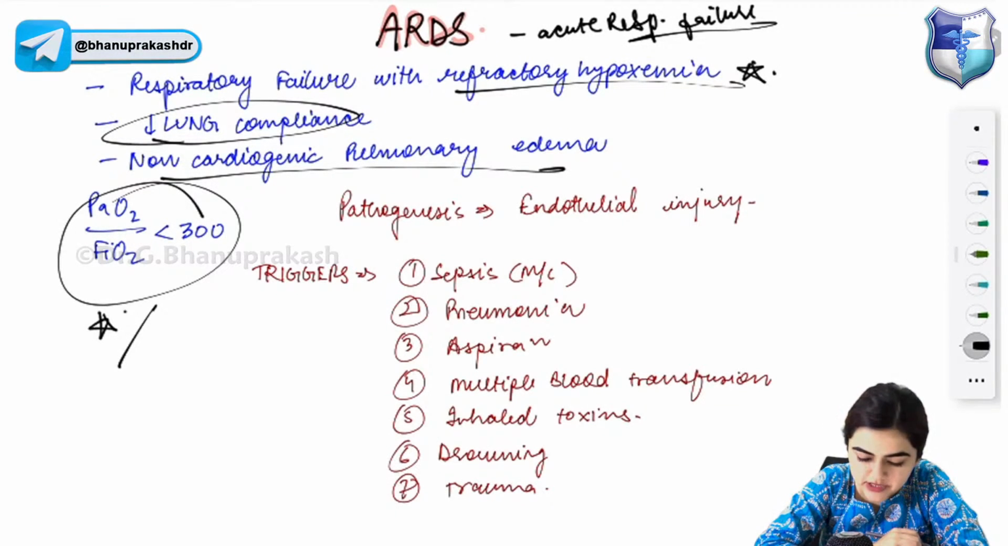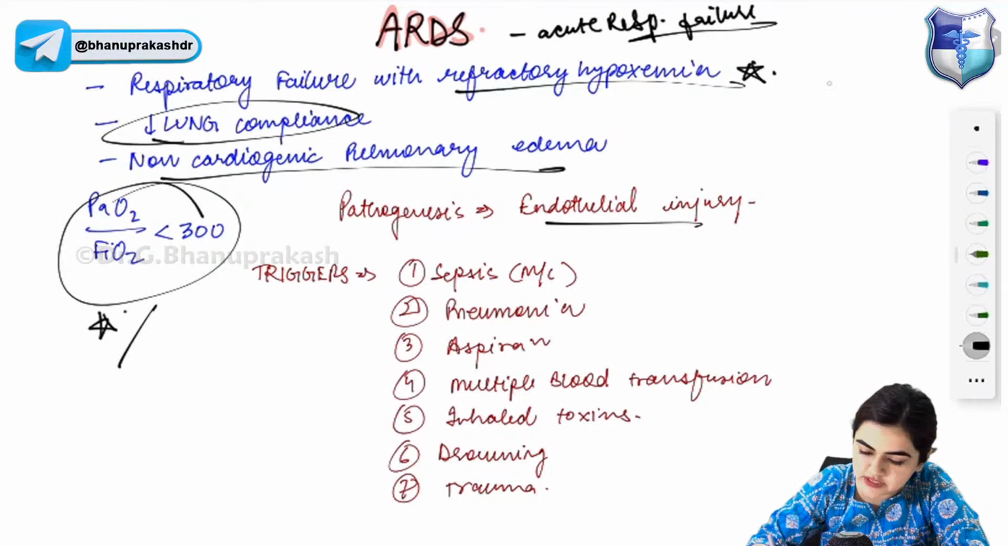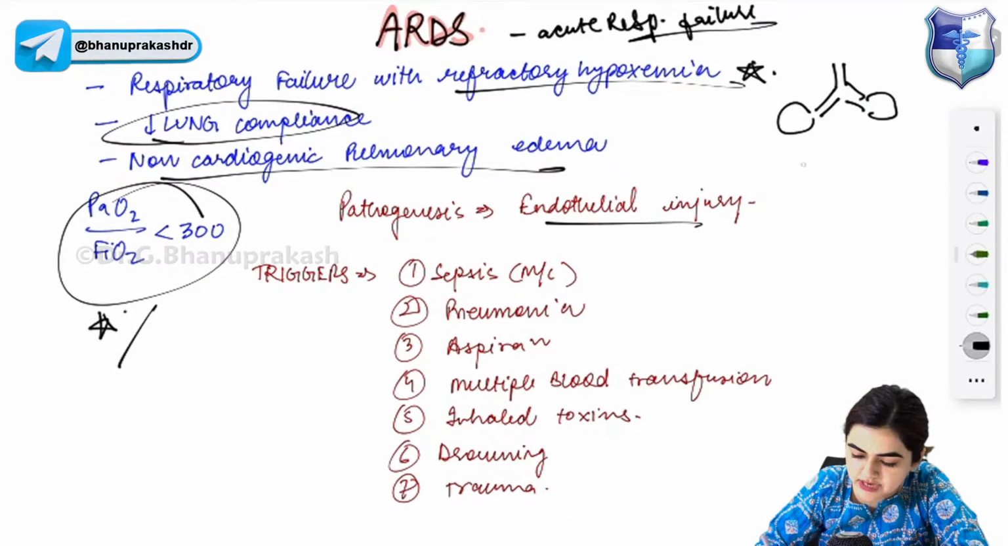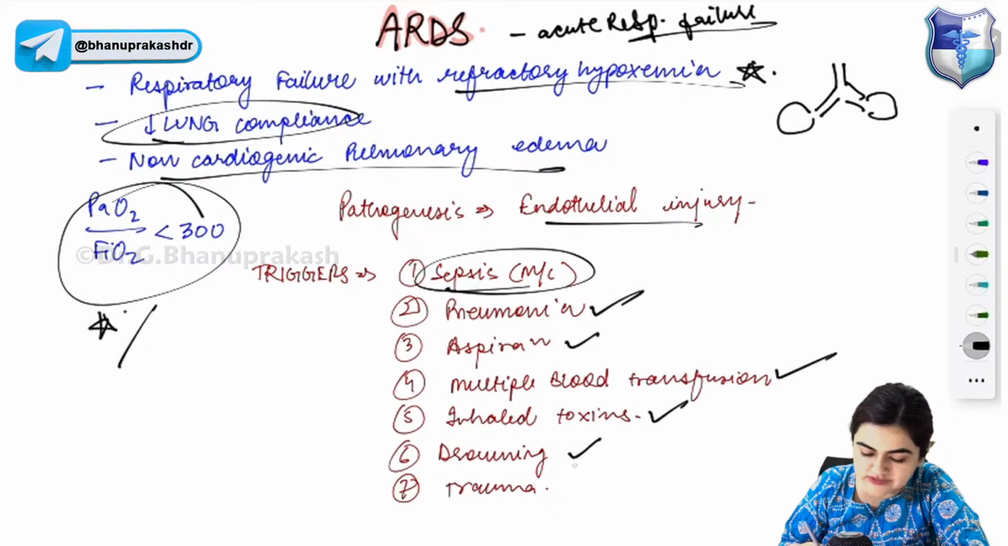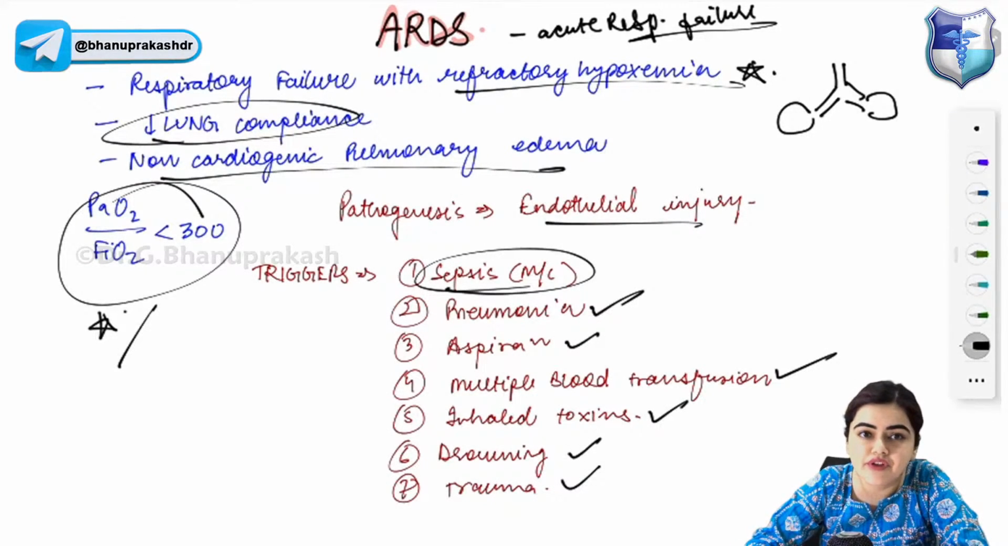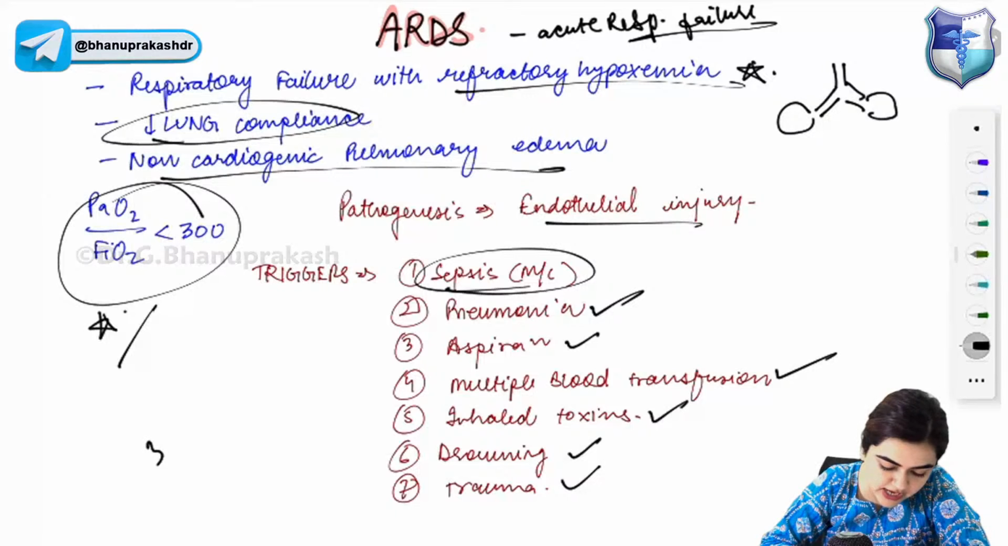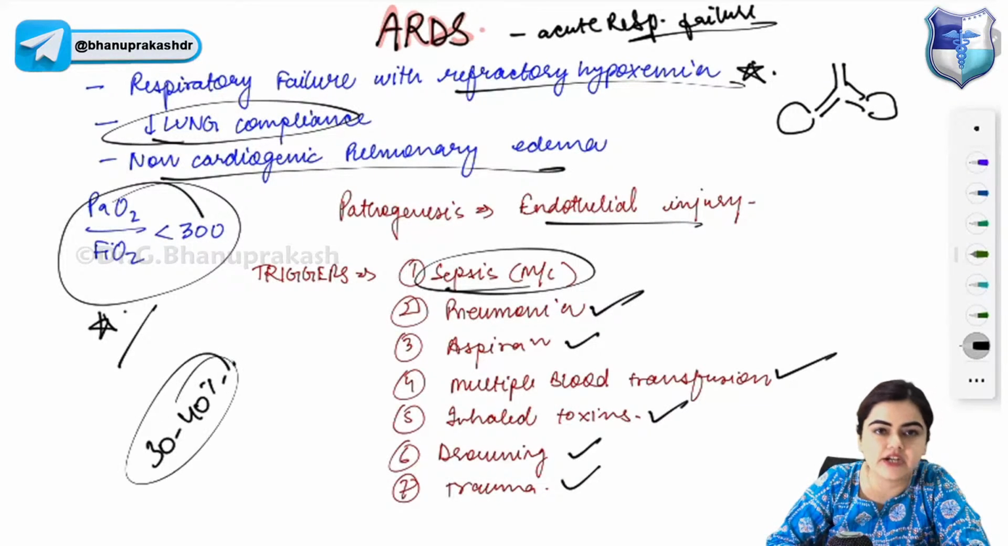Pathogenesis is thought to be dependent on endothelial injury. So what happens in ARDS? Due to any trigger or infection, the endothelium will be damaged, and that will result in a lot of inflammation. So endothelial injury, lung injury, alveolar injury is a cause of ARDS. Common triggers of ARDS, most common is sepsis, then pneumonia, aspiration, multiple blood transfusion, inhaled toxin, drowning, and trauma. The mortality is very high in ARDS, that is 30 to 40%.